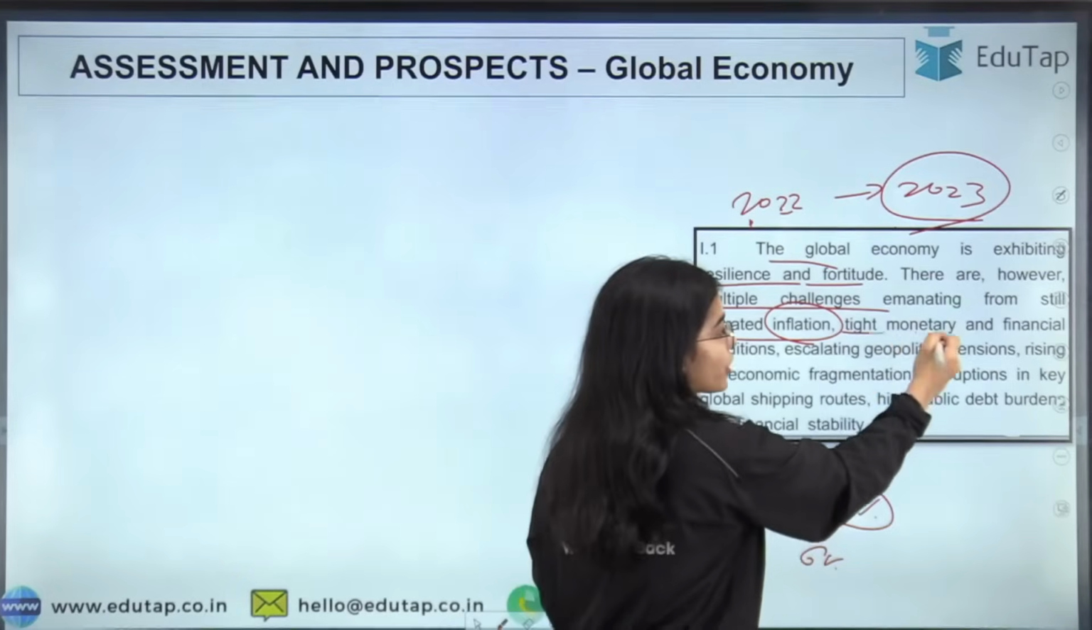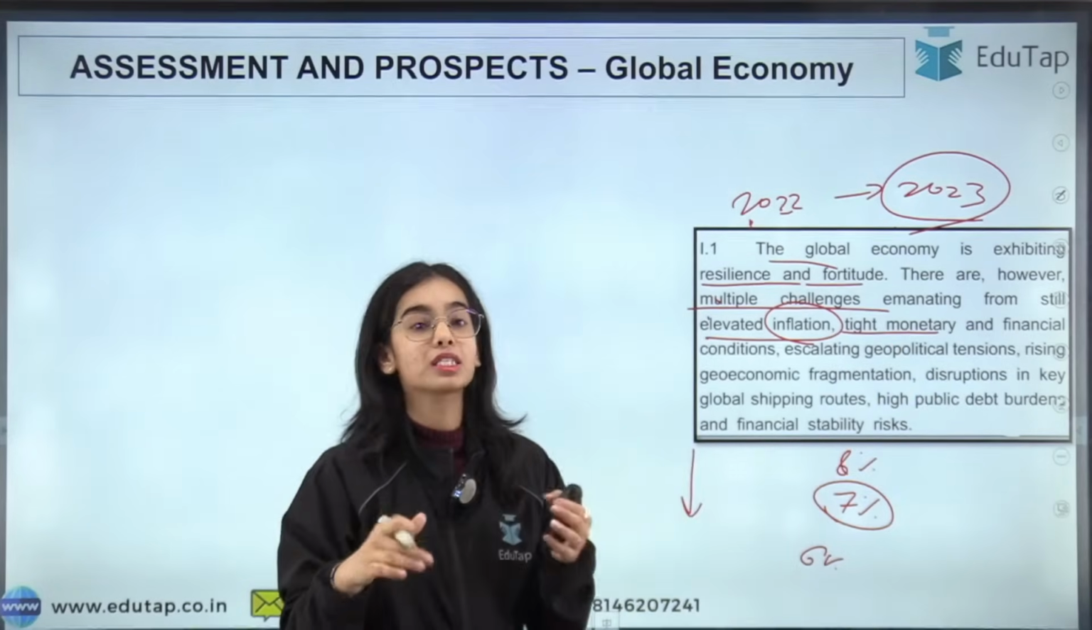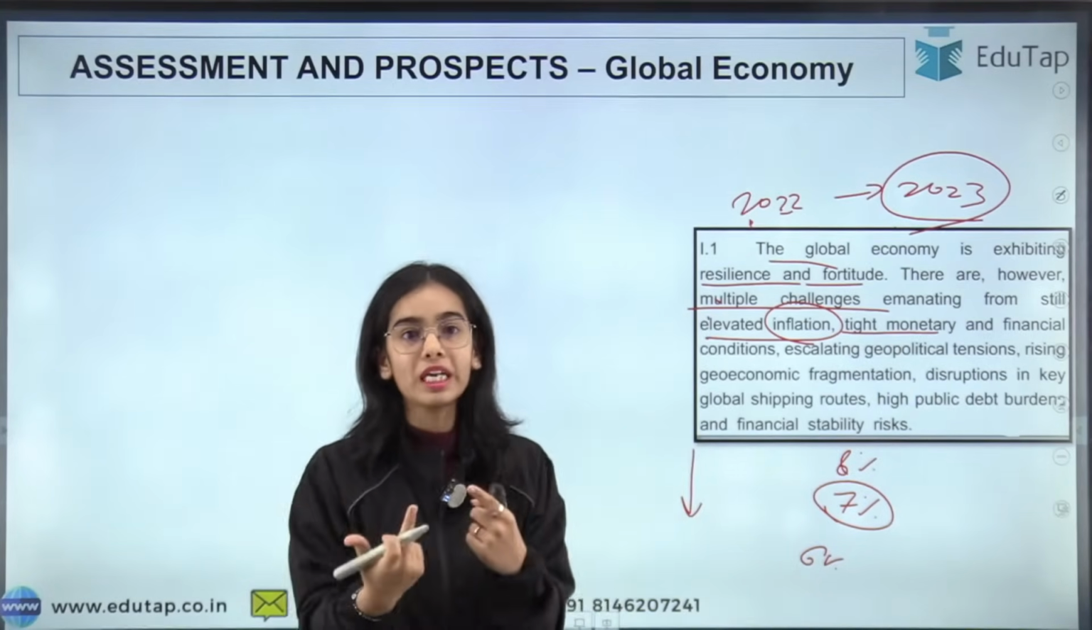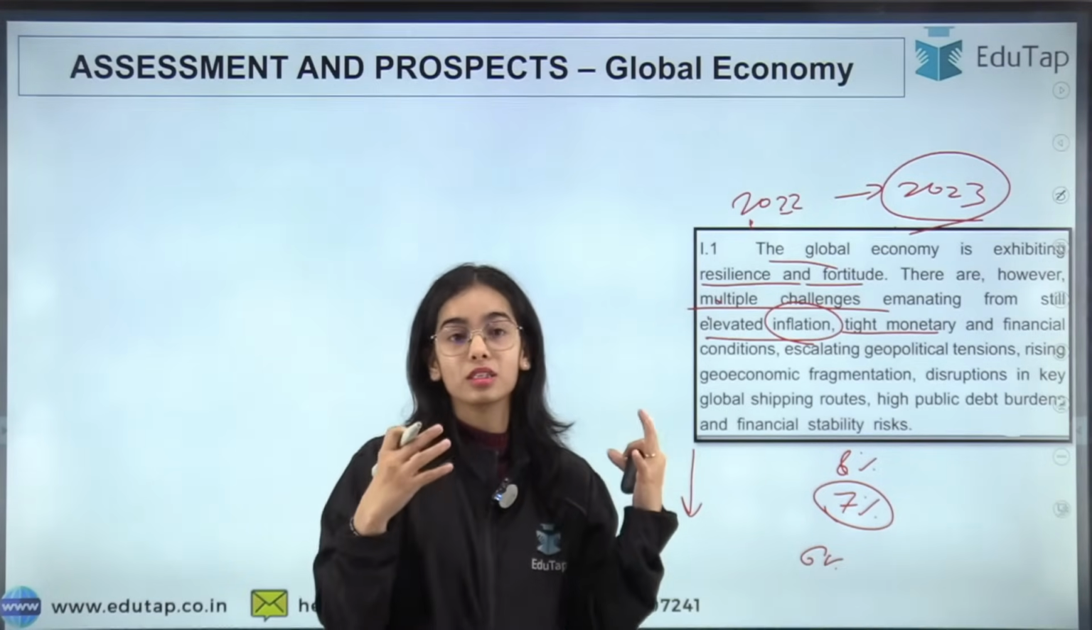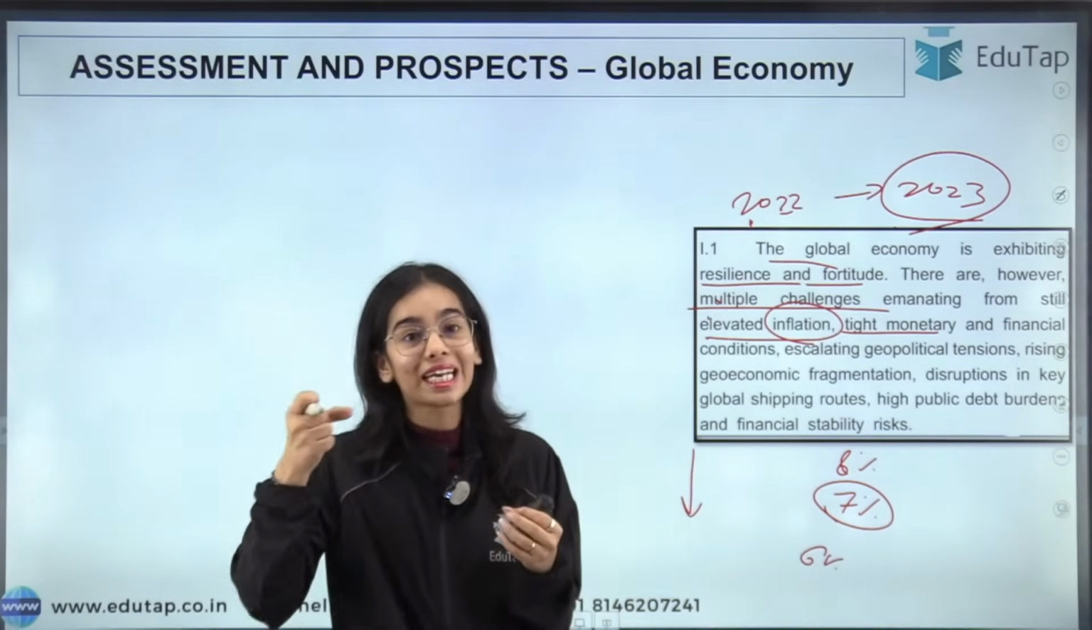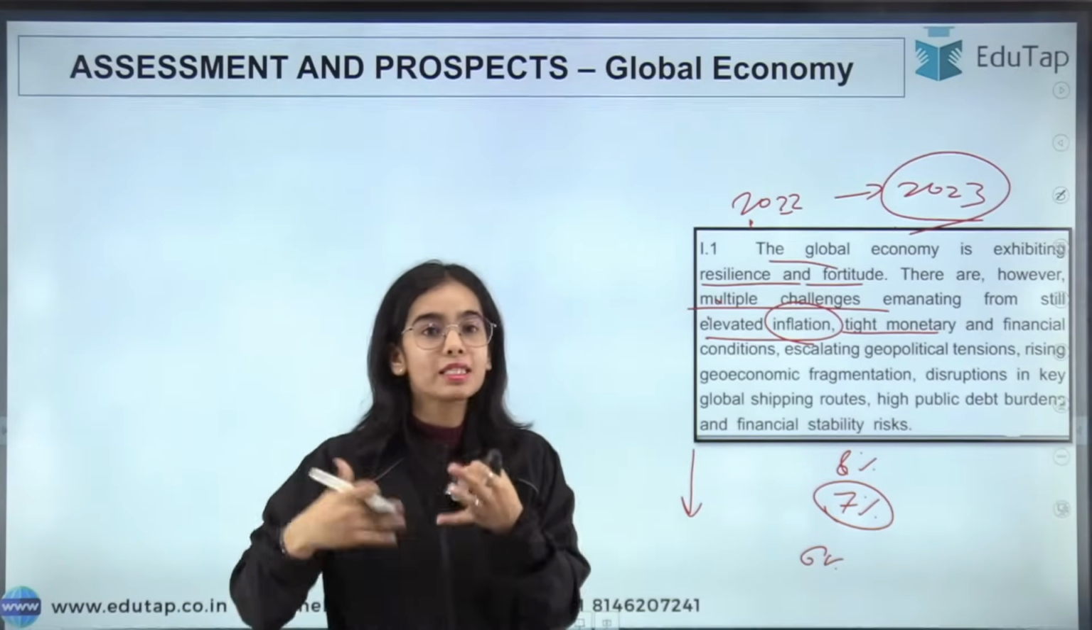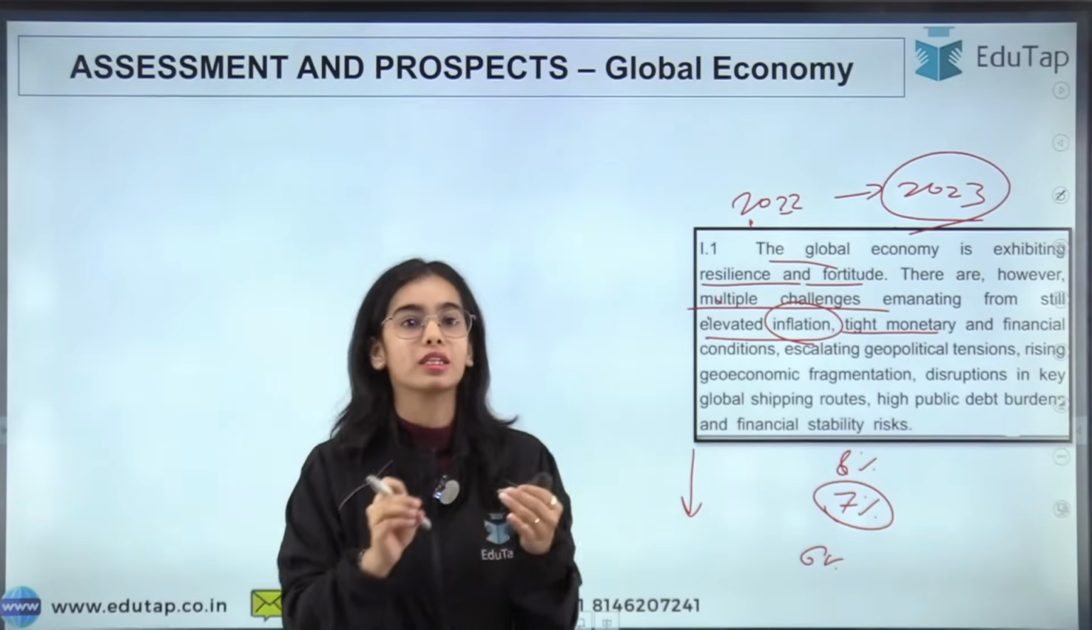Tight monetary and financial conditions have been seen, because if there is high inflation at the global level, for sure the monetary authorities are going to tighten the monetary system so that there is less money supply and less inflation in the economy.